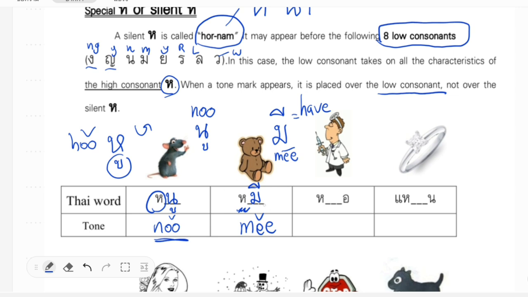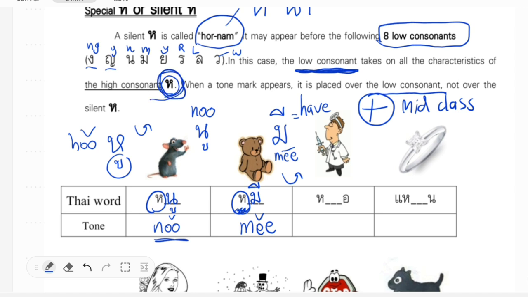This together means "mi". So here's again, you can see that the reason that we put H in front, as I told you, is to change the tone of a low consonant. Because a low consonant class cannot put this tone mark. Normally, this tone mark is only applied to the mid class consonant only. And in order to make rising tone, you have to use the high class consonant, which is H, to help with the tone.